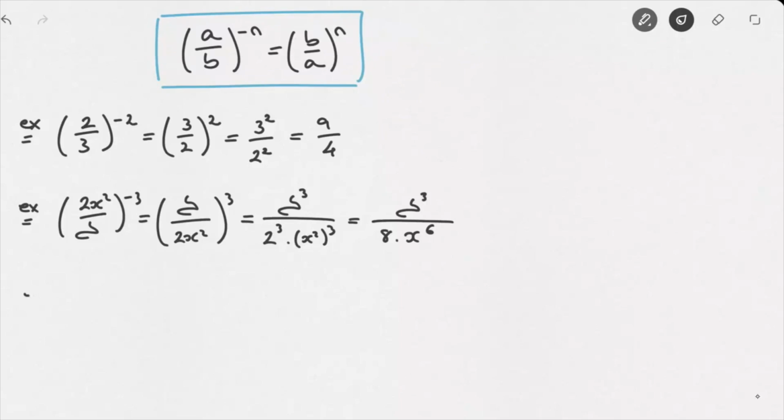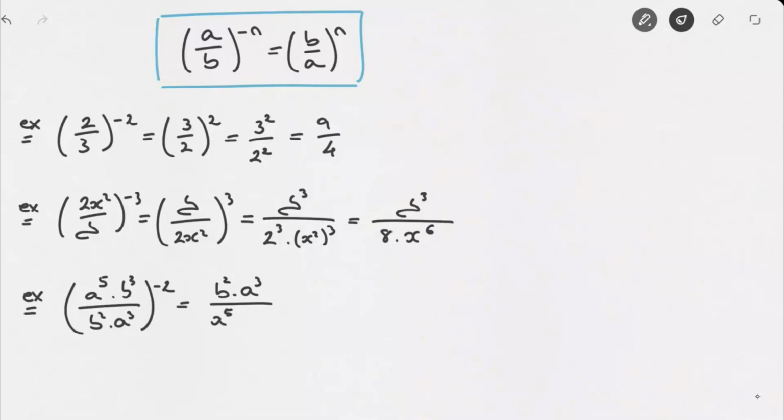Let's say we're asked to simplify the following: a to the power of 5 times b to the power of 3 over b to the power of 2 times a to the power of 3, and all of this raised to the power of negative 2. Well, because we have a negative exponent, we can go right ahead and state that this equals b to the power of 2 times a to the power of 3 over a to the power of 5 times b to the power of 3, and all of that raised to the power of 2.